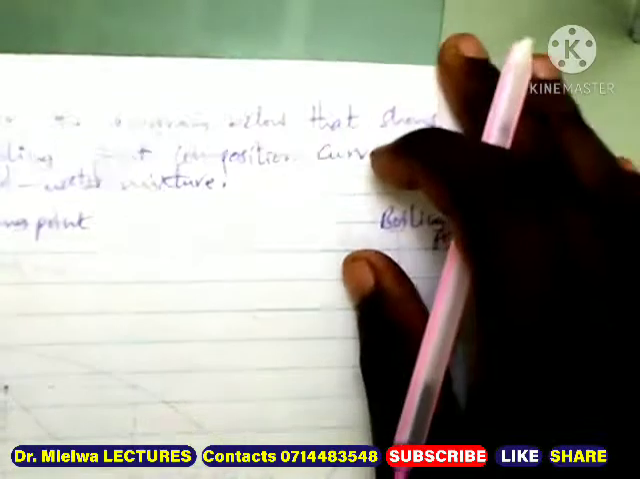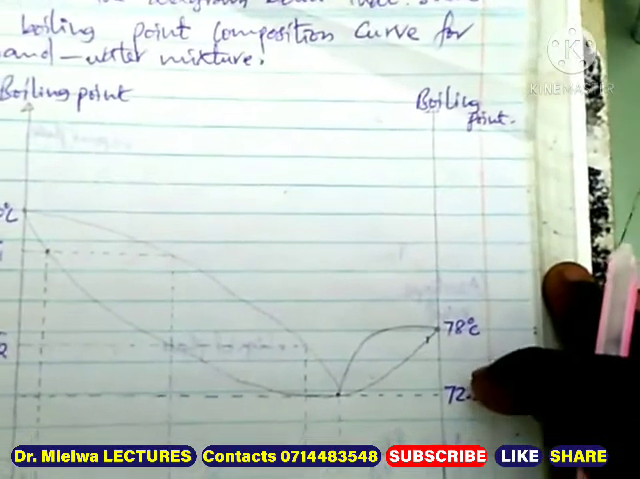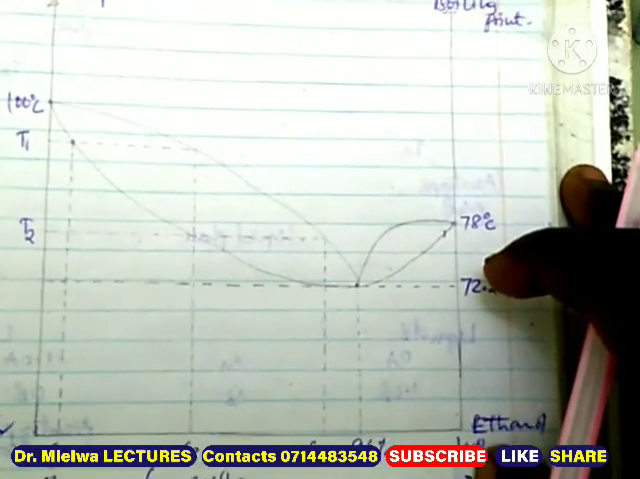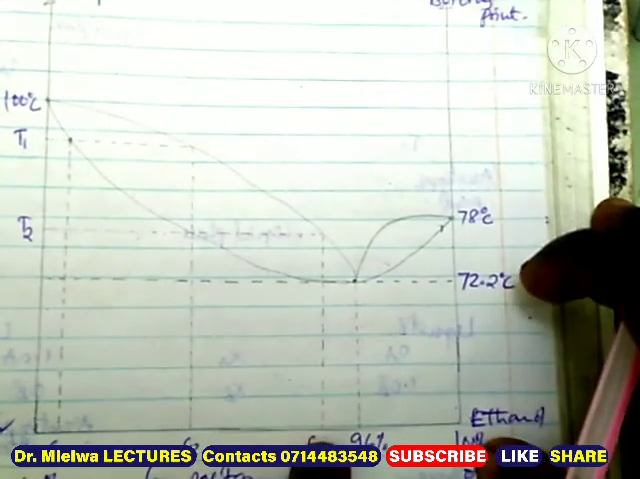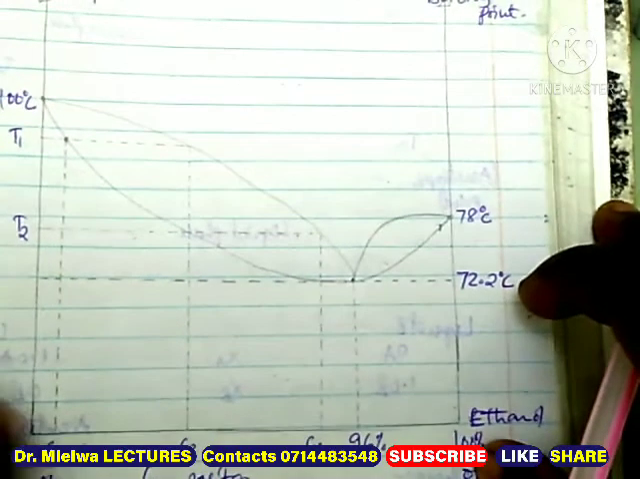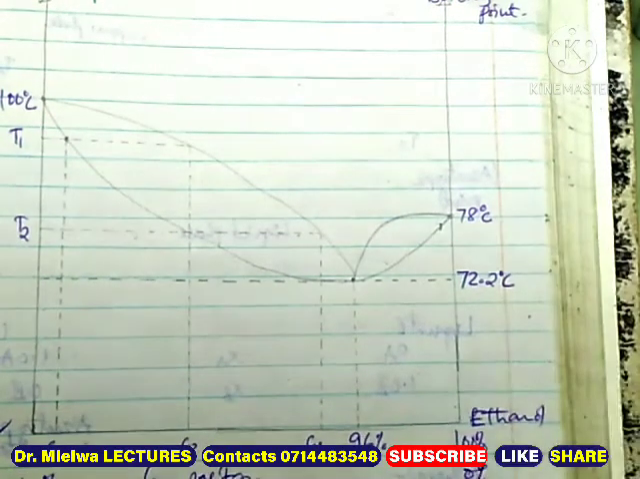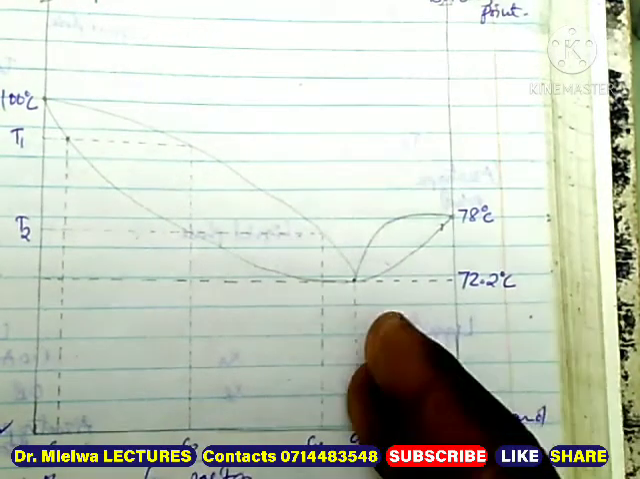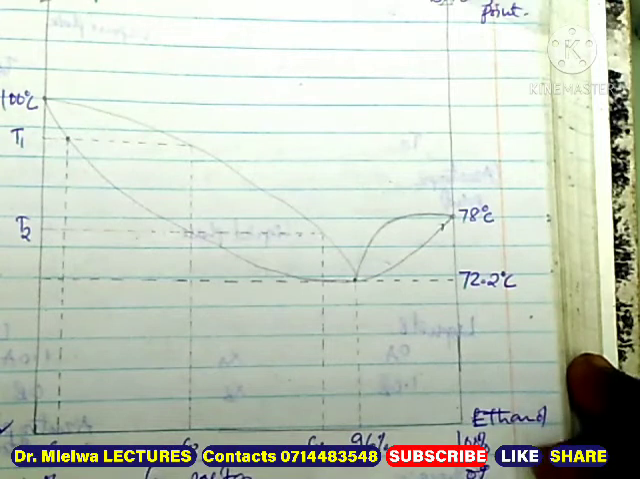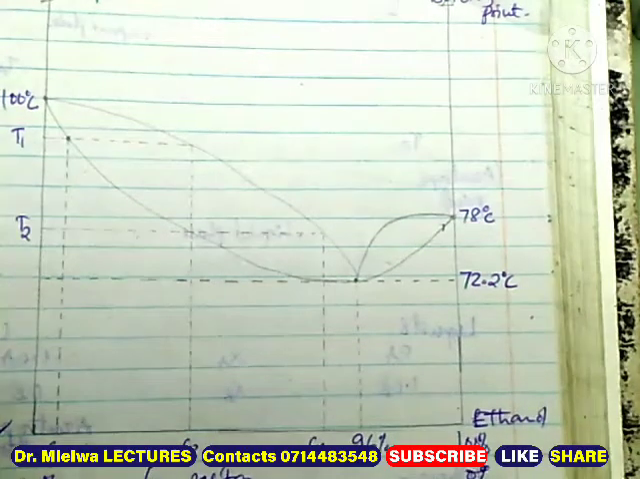So remember, in our graph, we will have two cases. Because now we are going to discuss the cases. In the first case, we will see the solution containing less than 96% of ethanol. That means it is on the left-hand side of the graph. And in the second case, we shall see the solution containing greater than 96% of ethanol, and what will be left as the residue and what will be the distillate.